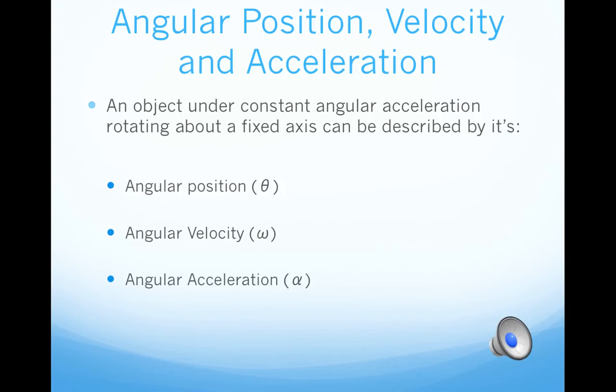Any object traveling under constant angular acceleration, rotating about a fixed axis, can be described by its angular position, theta, which is the distance it travels in the circle in a certain amount of time, its angular velocity, omega, which is the change in the distance that it travels over the change in time, or the angular acceleration, alpha, which is the change in angular velocity over change in time.